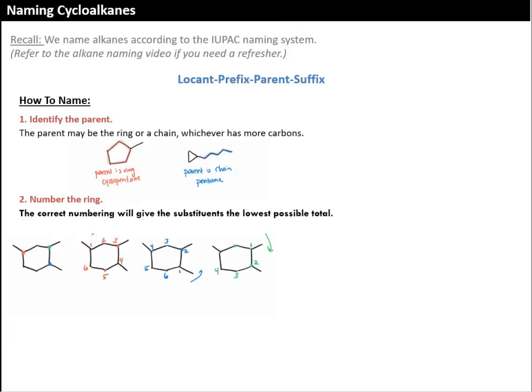Now between these three choices, to identify which numbering is correct, we need to add up the position numbers for each substituent within each numbering scheme. When we add up those position numbers, we find that in the red case, they sum to 8. In the blue case, they sum to 7. And in the green case, they sum to 8. So the blue numbering scheme is the correct numbering scheme because it gives us the lowest total.